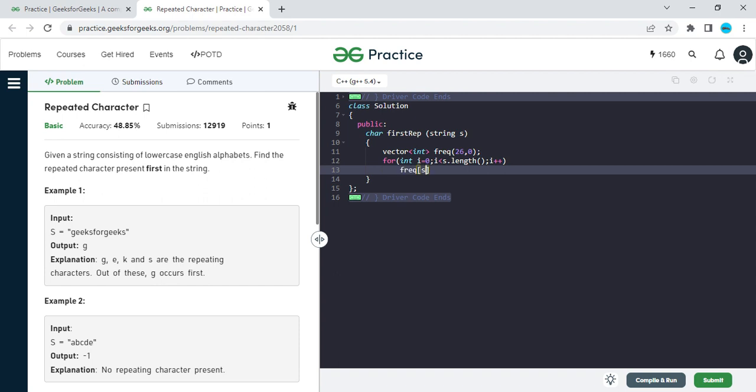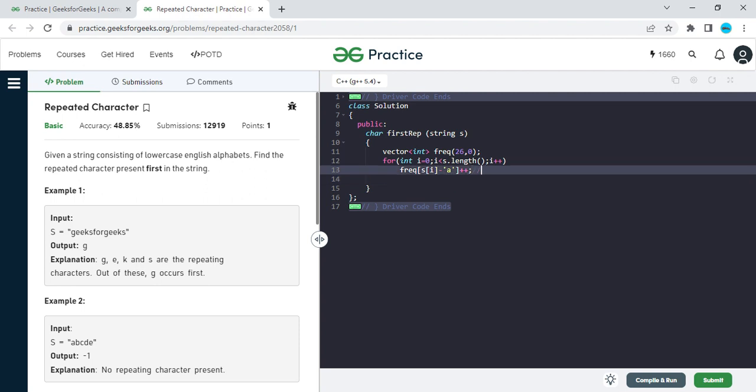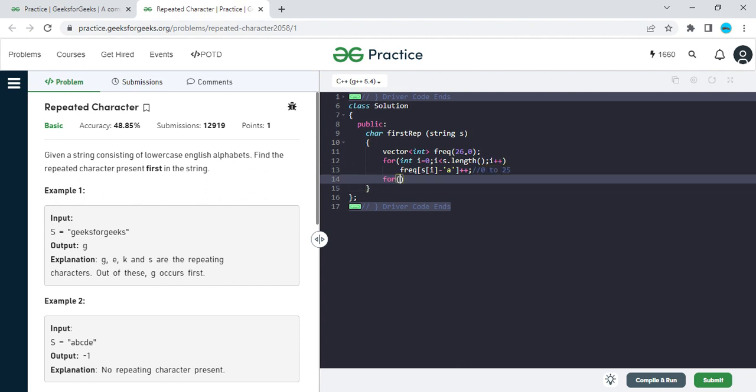And frequency of s[i] minus 'a'. It is given that all the letters in the string are small letters. So frequency of s[i] minus 'a' plus plus, so that the range is between 0 to 25, as it is inclusive. I hope you can see the 0 to 25 thing. And then I will again iterate through the whole string.